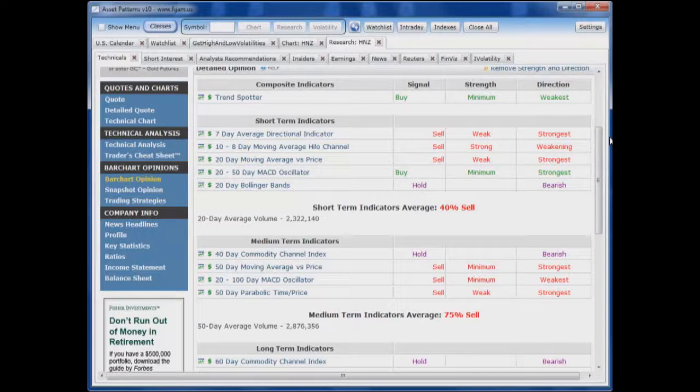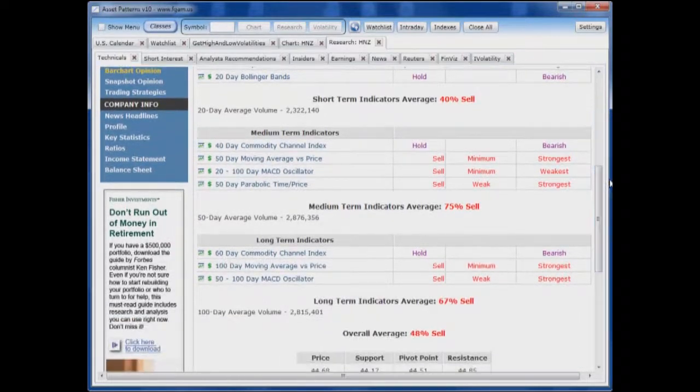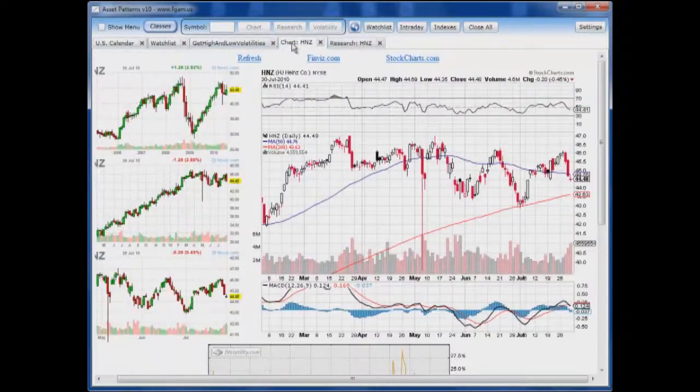I will never make a trade based solely on this information, but I will use this information to build a larger picture. So we can see from this information that there's a short-term 40% sell rating on the stock, a medium-term 75% sell rating, and a long-term 67% sell rating. What essentially this is showing us is that the stock has been moving down for several months, and we can see that here, very, very shallow downtrends.